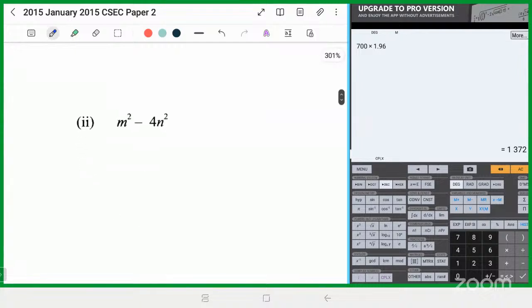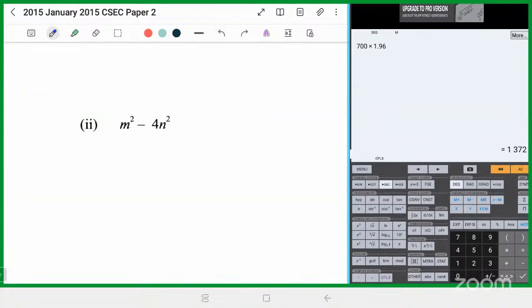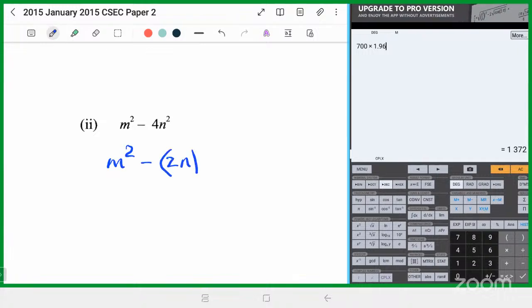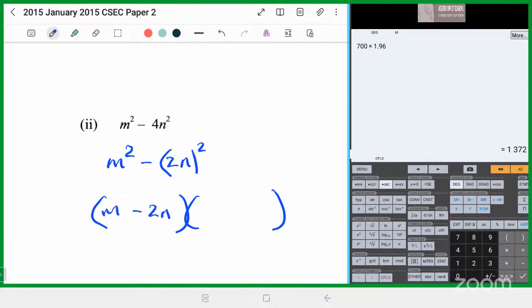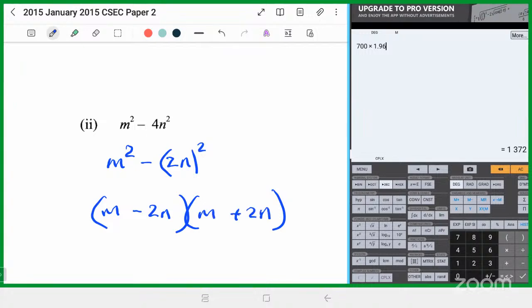The next question wants us to factorize this. It's the difference of two perfect squares. But this can be expressed as a perfect square like so. It can be written as m squared minus (2n) squared. Then the difference of two squares factorizes into the difference of the two numbers, m and 2n, and the sum of the two numbers, m and 2n. So those are the factors of this expression.